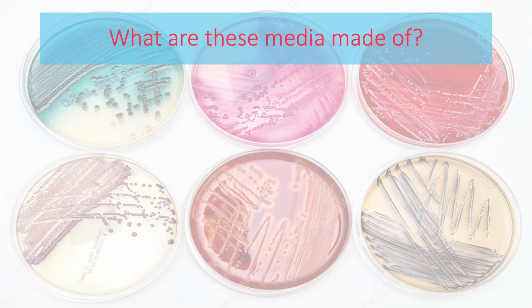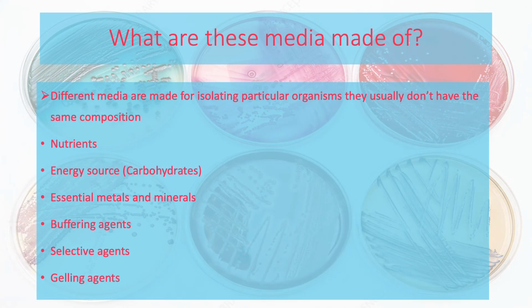Now let's look at the components of these mediums. Different media are basically made for isolating particular organisms. They usually don't have similar composition, but they should have some basic ingredients such as nutrient source, for example nitrogen and vitamin, energy source such as carbohydrates, essential metals and minerals, buffering agents for pH balance, selective agents if you're making a selective medium, for example antibiotic, and gelling agents, which is usually agar.